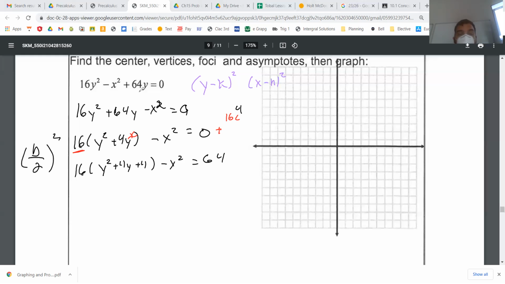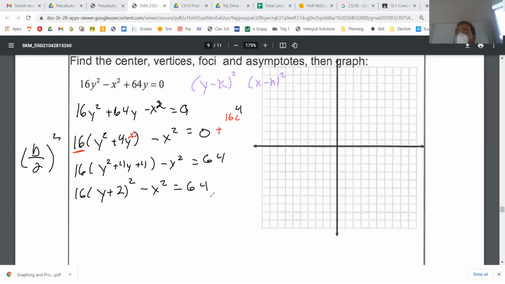Is it ironic that it was 64 again? That's not what always happens. Because this is now a perfect square trinomial, I can factor it out a little bit better. This is going to be (y plus 2) squared minus x squared equals 64.